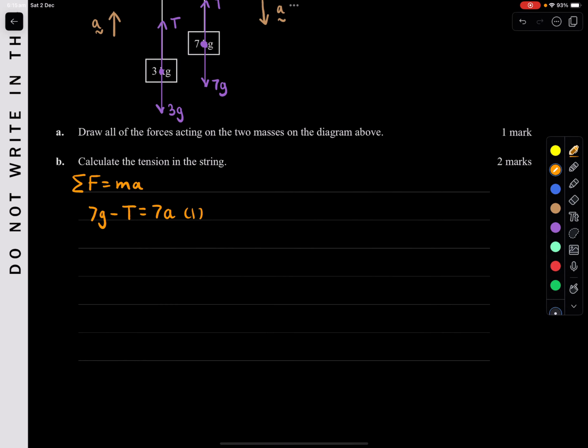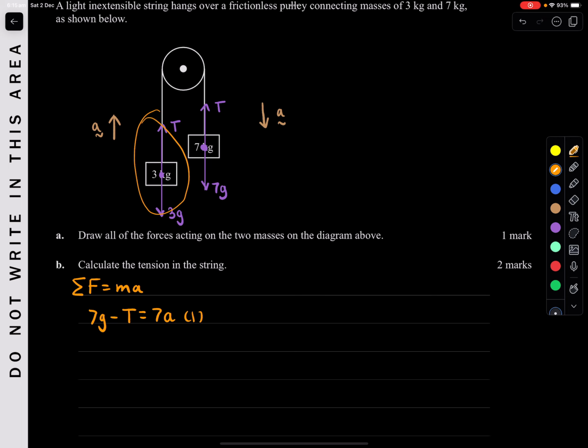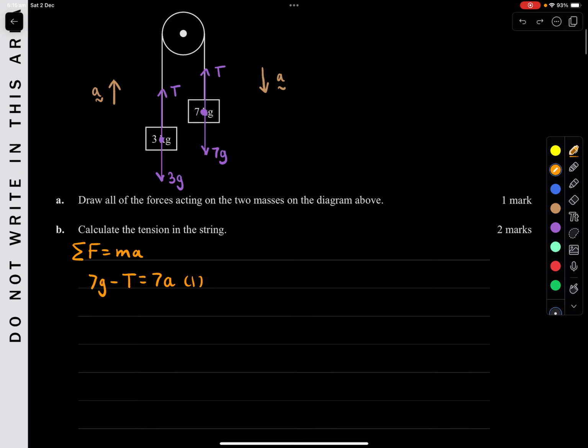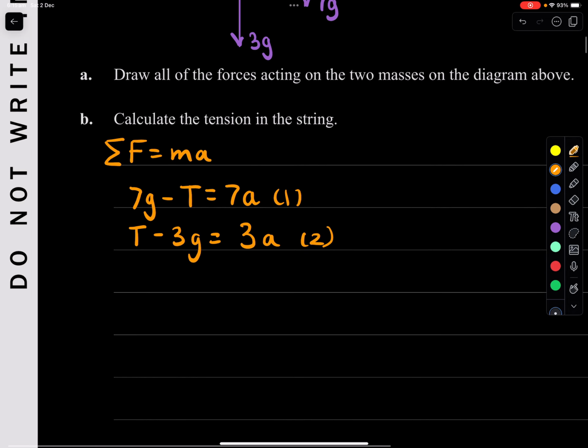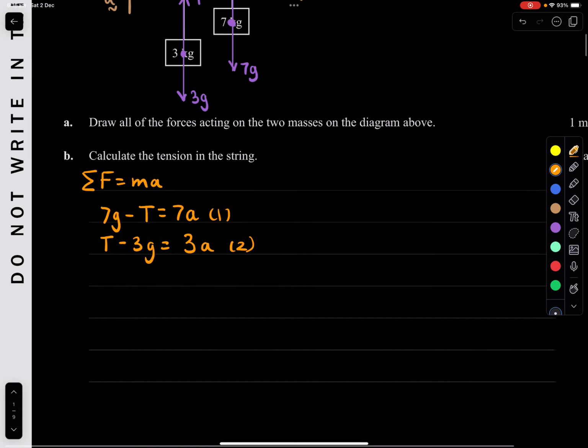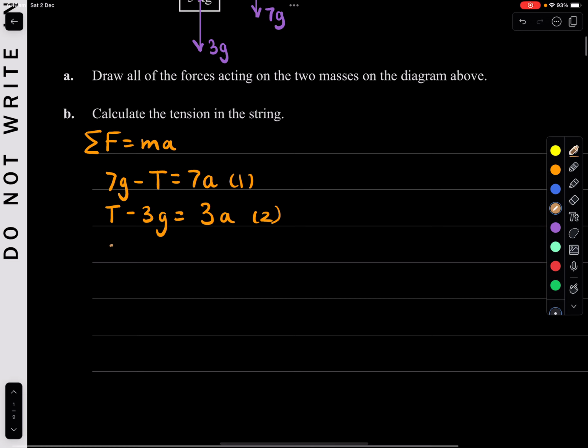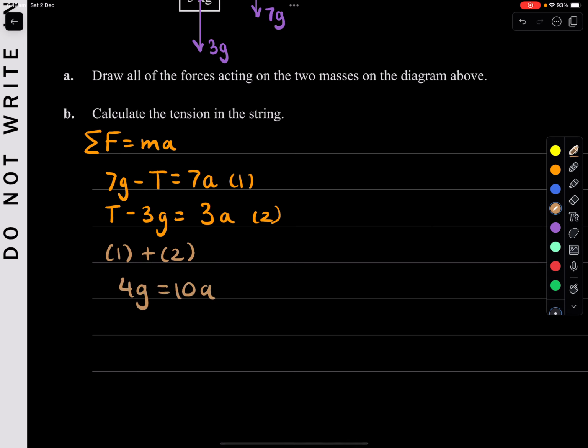That's your first equation. Your second equation is the 3 kg one. Because we're taking acceleration up for the 3 kg, the net force is going to be T minus 3g. So T minus 3g equals mass times acceleration, which is 3a. Now we just calculate the tension. First, I'll add those two equations, and we get rid of the T. So we get 4g is equal to 10a, and hence acceleration is 2g over 5 meters per second squared.